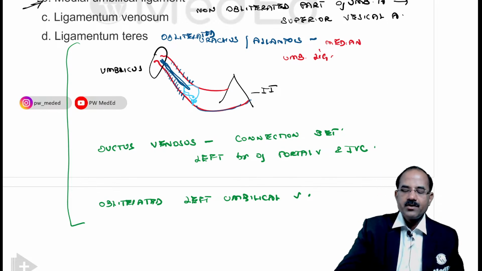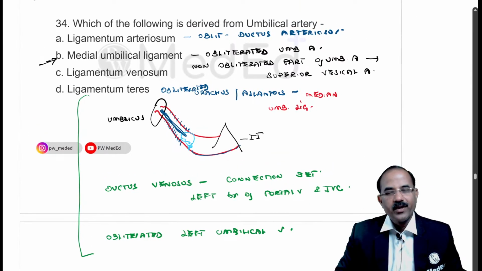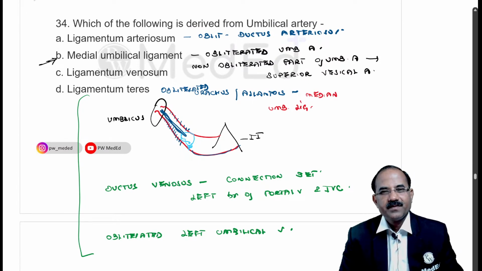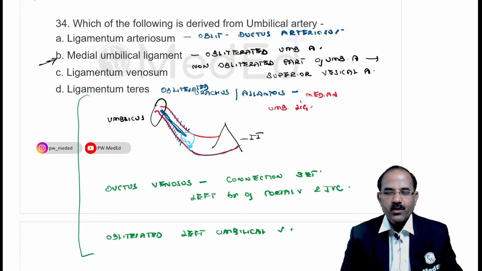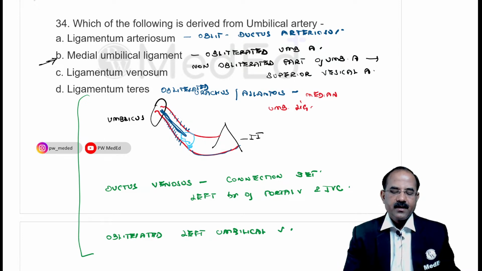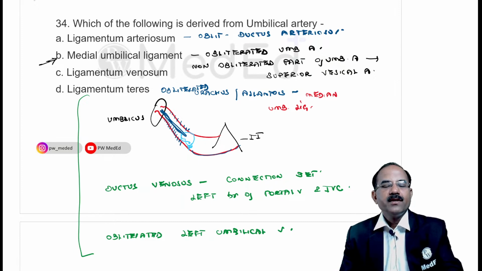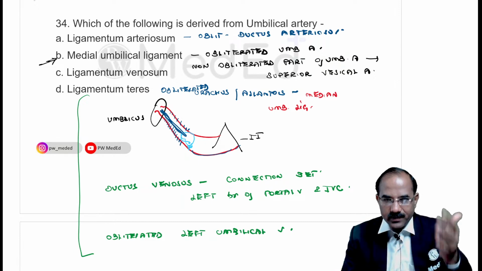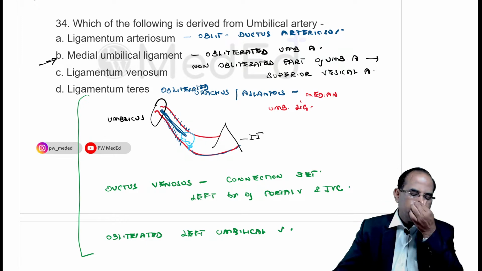So clear है ना students? These are very important MCQ. Very, very important MCQ. Okay. Clear to all of you? Fine. So we'll proceed then. If there's anything which is not clear, you tell me. You can type it. That's fine.